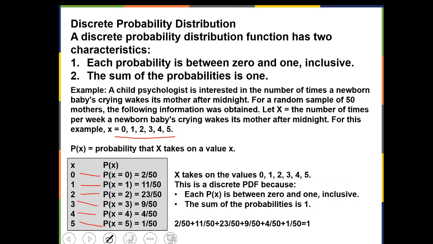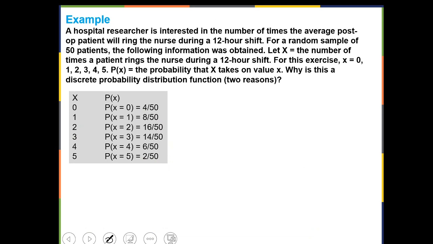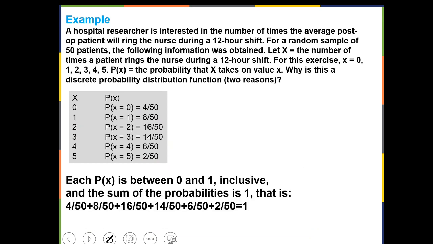Is this a probability distribution? Yes, because the probabilities are between 0 and 1, and they add up to 1. If you add them, you see you get 1. All right, so why is this a discrete probability distribution? We just said, because the probabilities are all between 0 and 1, and they add up to 1.